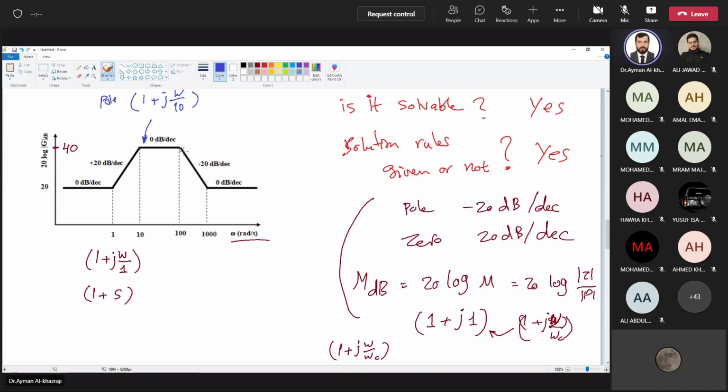And so on. I have another pole at 100. This will be 1 plus j omega over 100. Another pole here. And here I have another zero at 1000. It's 1 plus j omega over 1000. So the transfer function will be, if I want to write it, s plus 1.